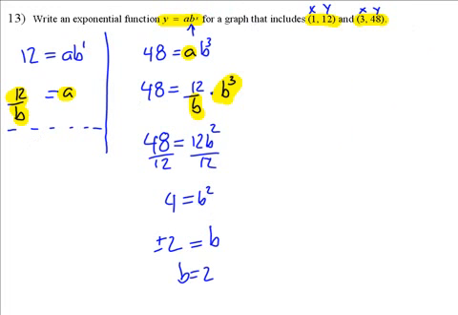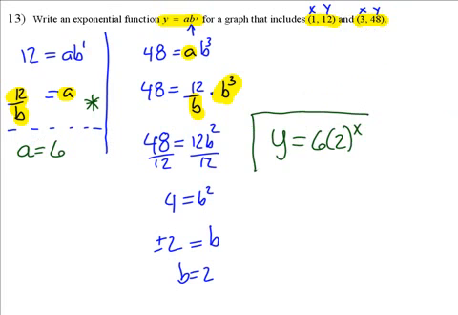How am I going to find the a value? Well, I'm going to go back over here. Because this says a equals 12 divided by b. Well, if b is 2, what's a? a is 6. Now I know the whole function. y equals a, which is 6, times b, which is 2, all to the x. Let's try it. If I put in 1, do I get 12? 6 times 2? Yeah. If I put in 3, do I get 48? 6 times 2 cubed is 6 times 8. That's 48. So it checks in both points. This has to be right. It can't be wrong. That's number 13.